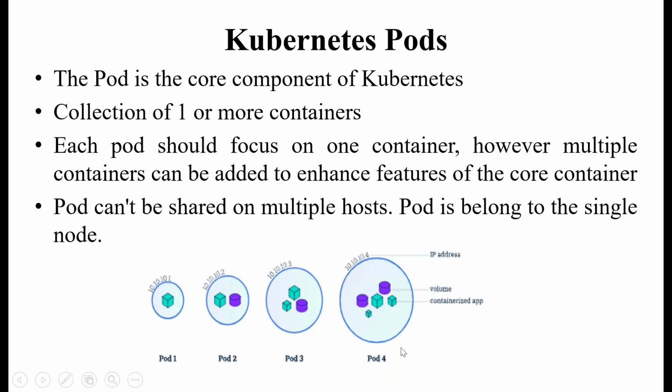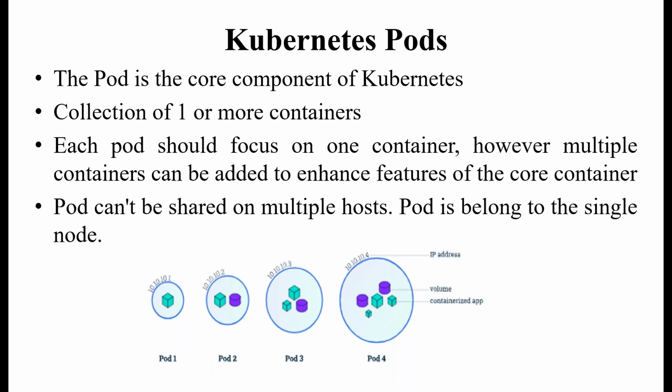If you try to understand the pod definition, a pod can contain either one container, or pod 2, if you observe, is a combination of a container with a volume. Or pod 3, two containers with a volume. Or here, pod 4, three containers with two volumes. So based on our application requirement, we can create a pod. A pod can contain either one container or two or more containers.